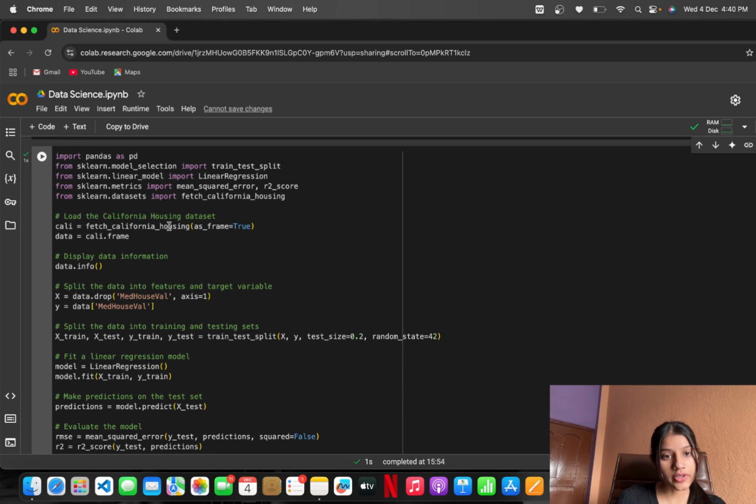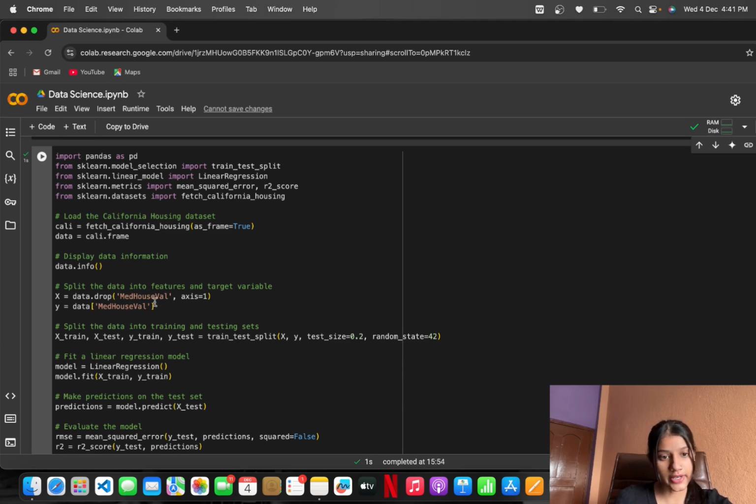Now load the California housing data set. These lines are used to load the California housing data set using fetch_california_housing with as_frame equal to True. It converts it into a pandas data frame, making it easier to work with. Now data.info: we will display the data information using data.info. The info method shows details about the data set like the number of rows, columns and data types. This helps us understand the structure of our data before proceeding.